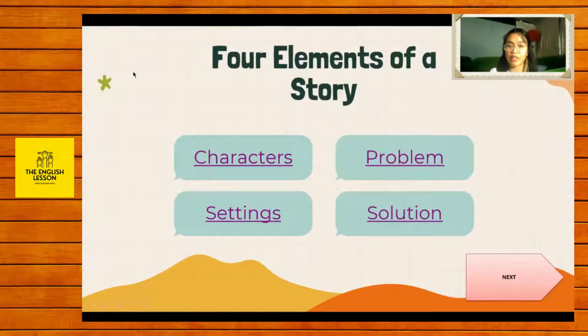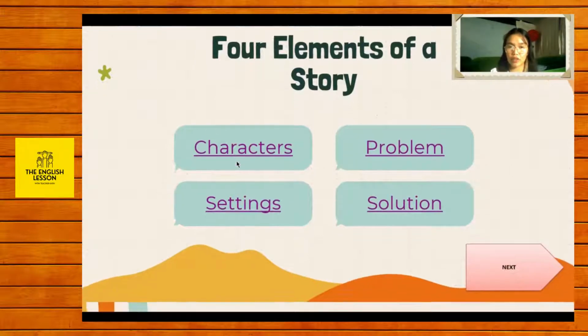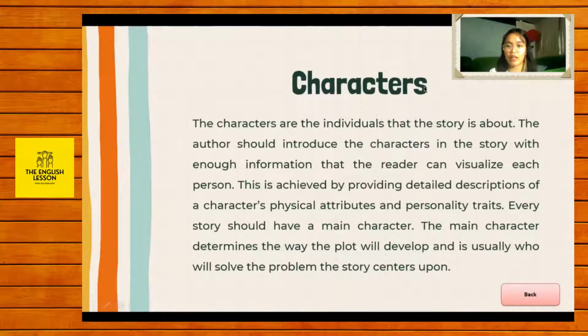So the first element is the characters. So again, let's read the definition of the characters. The characters are the individuals that the story is about. The author should introduce the characters in the story with enough information that the reader can visualize each person. This is achieved by providing detailed descriptions of the character's physical attributes and personal traits.